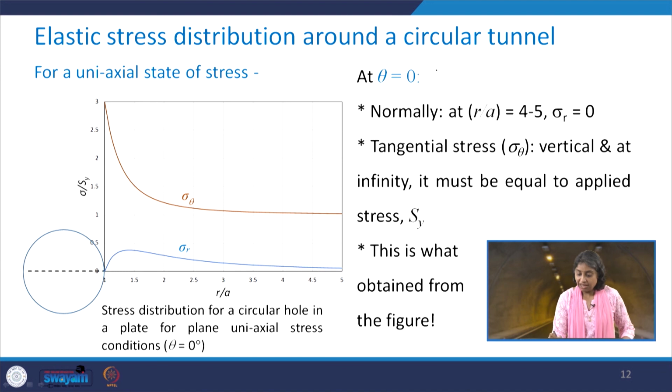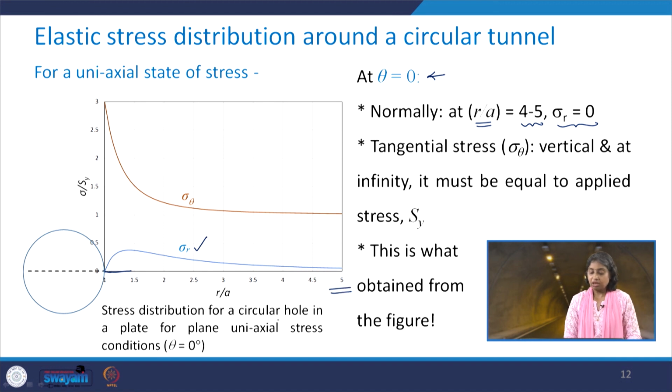Normally at theta equal to 0, this means it is this axis that we are talking about. At r by a very large, that means to the extent of 4 to 5, this sigma r becomes equal to 0. That is what you see when I plot the variation of sigma r. It is very small, negligible. For all practical purposes, we can consider this to be equal to 0.